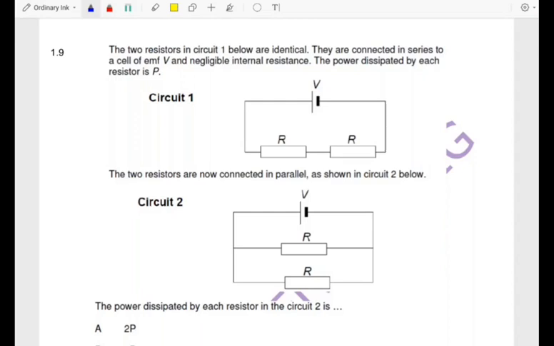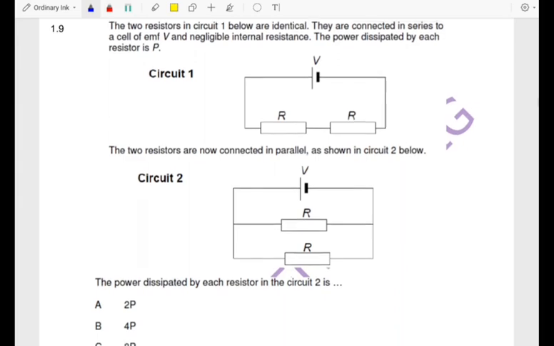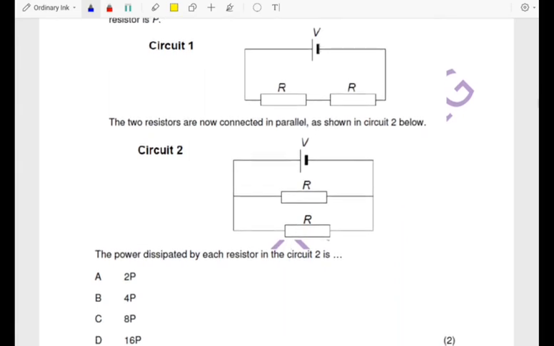In 1.9, we're told the two resistors in circuit 1 below are identical. They're connected in series to a cell of EMF V and negligible internal resistance. The power dissipated by each resistor is P. So there's circuit 1, there's circuit 2. The two resistors are now connected in parallel, shown in circuit 2 below. So in circuit 2, they're in parallel. The power dissipated by each resistor is going to be what?